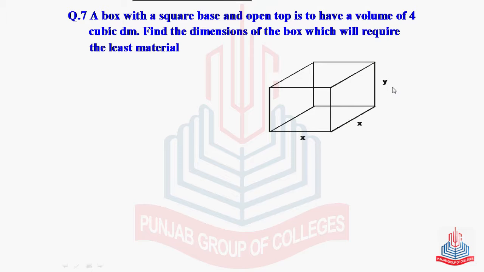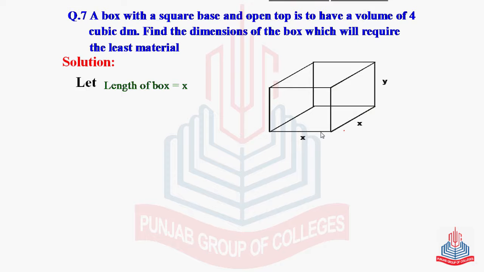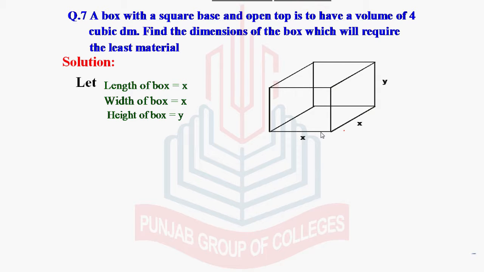So the volume of this box is 4 cubic decimeter, and the material with which we have to make this box should be minimum. So we can say that using this side, and all other sides, having surface area minimum. So let length of the box be equal to x, width of the box equal to x, and height of the box equal to y. These are assumptions.